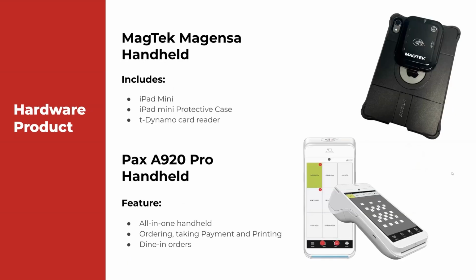And for handheld devices, if you would like to receive payment at the table or like in a drive-through, you have the option of the MagTech, which is a mini iPad with the card reader attached. So the interface is just like a station. You can place orders, take card payment, whether it's tap, insert, or swipe. And then for receipts, they can be sent electronically, or you can route it to another station's printer. And then for the A920 Pro, it's the same thing, except it does have a built-in printer.